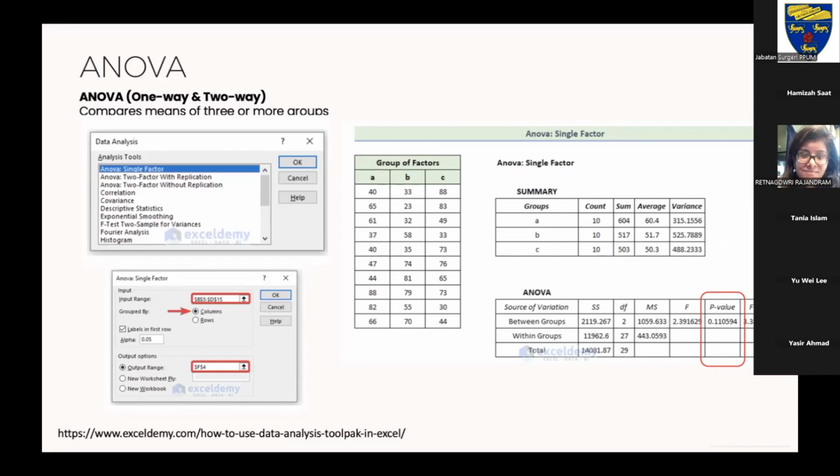So you just choose data analysis, then put your input range and select your output range. The most important thing to see here is the p-value, which, you can see, is greater than 0.05. When the value is greater than 0.05, there is no significant difference between the group averages. So the differences that we see here may be due to chance.